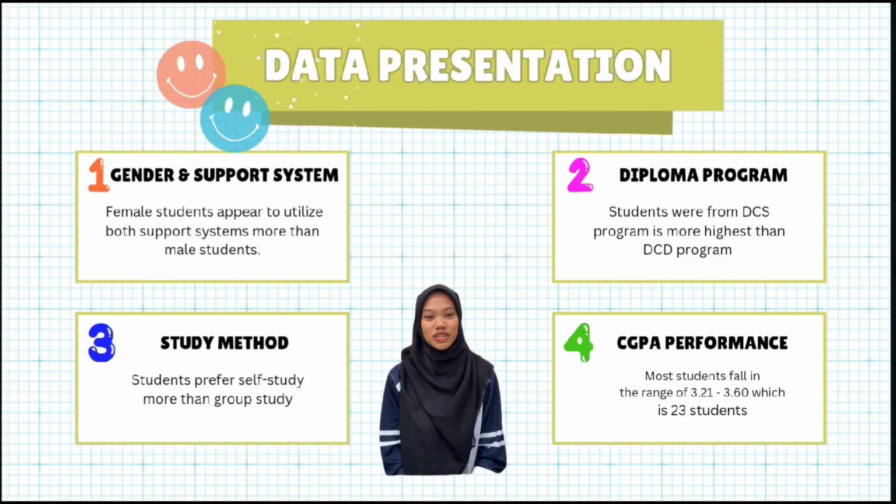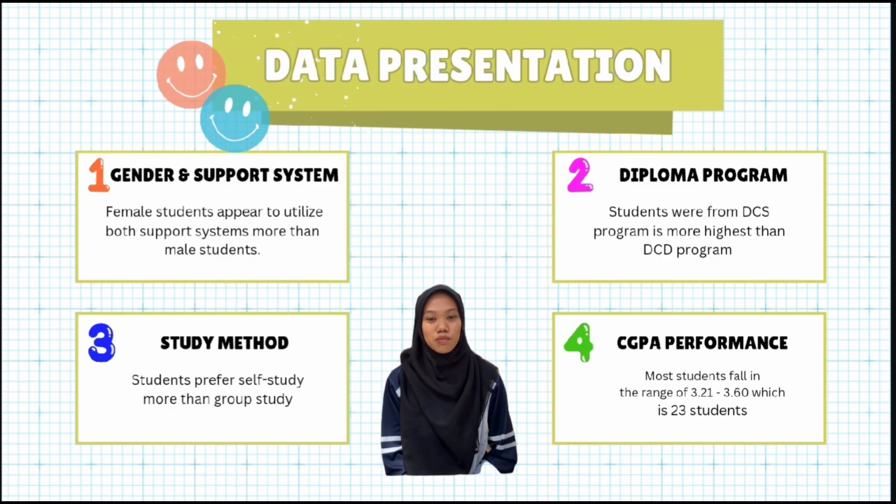So, here we have data presentation. First, we have gender and support system. Female students appear to utilize both support systems more than male students. Second, we have diploma program. Students from the DCS program are more numerous than from the DCG program.